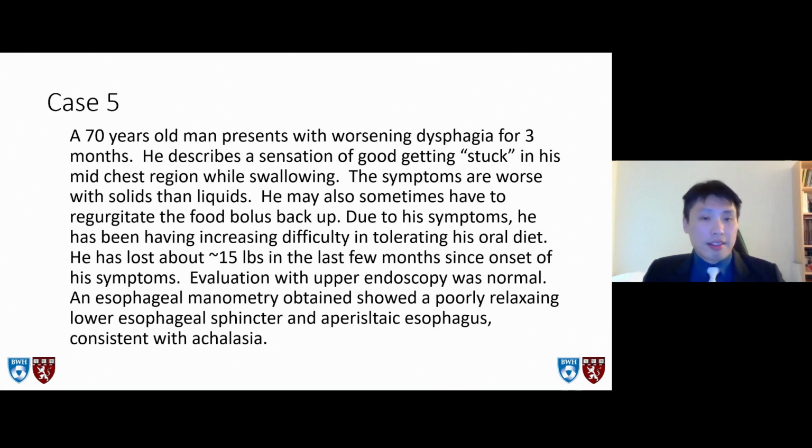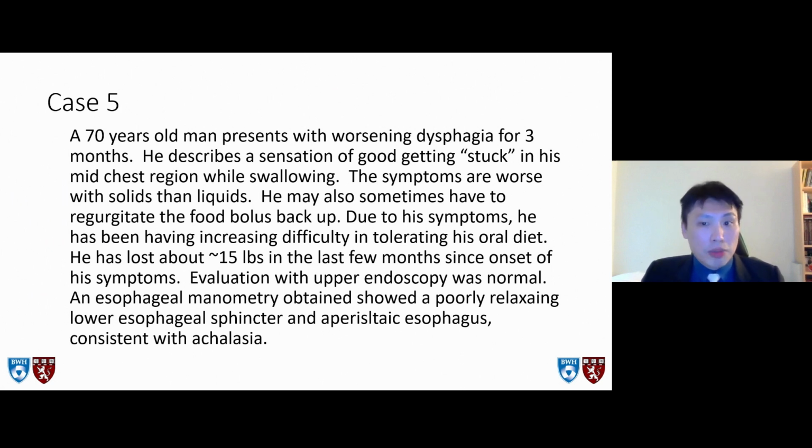I'm going to start this part with another case of a 70-year-old man who came in with worsening dysphagia for 3 months. He described a sensation of food getting stuck in his mid-chest region while swallowing. The symptoms are worse with solids and liquids. He may also sometimes have to regurgitate the food bolus back up. Because of his symptoms, he has been having increasing difficulty tolerating his oral diet. He's lost about 15 pounds in the last few months since the onset of his symptoms.